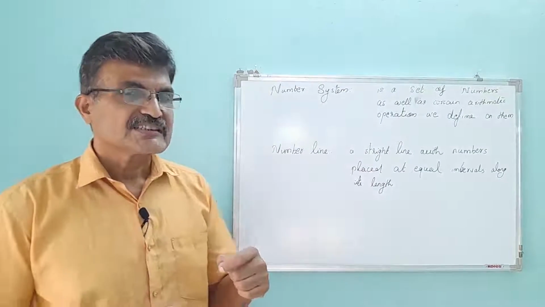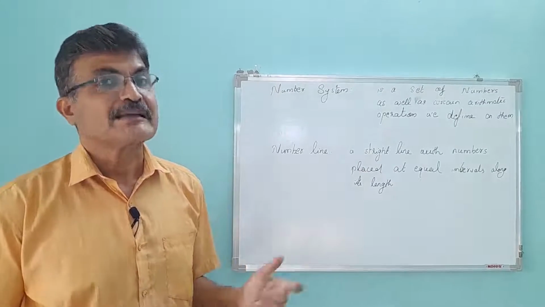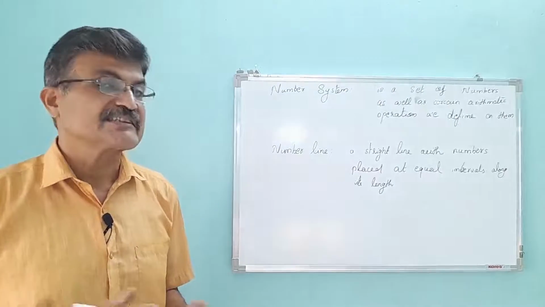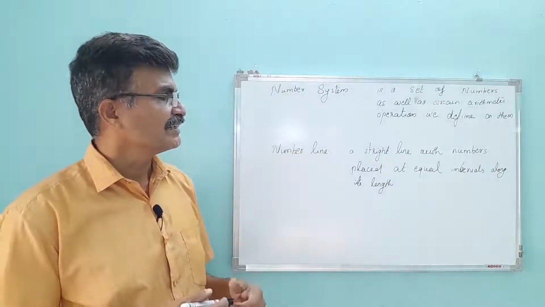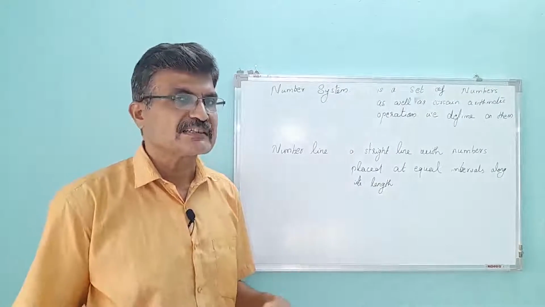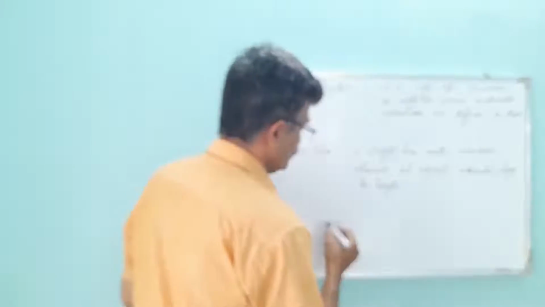In order to understand this one set of natural numbers, we adopt a tool, a number line. You have already studied this one number line in earlier classes. What's a number line? Number line is a straight line with numbers placed at equal intervals along its length. So this is the number line.